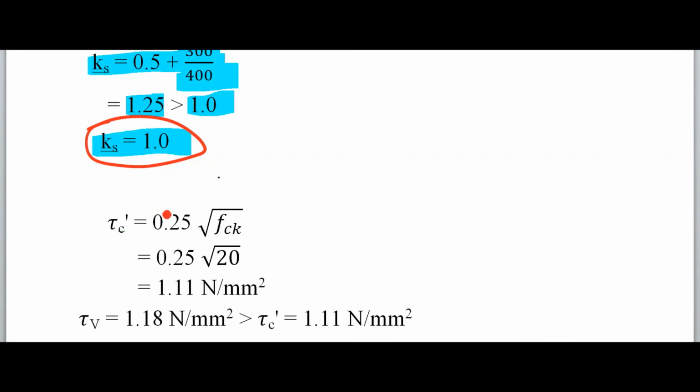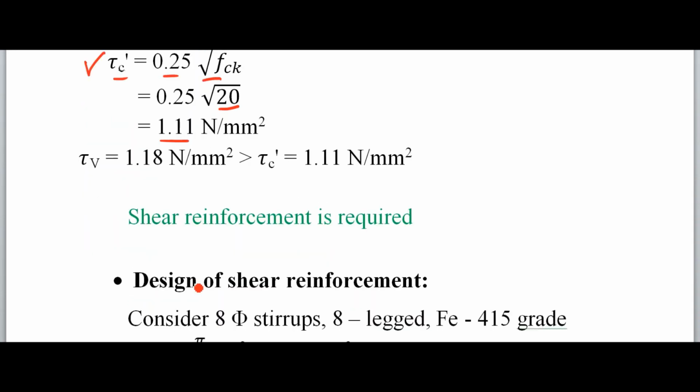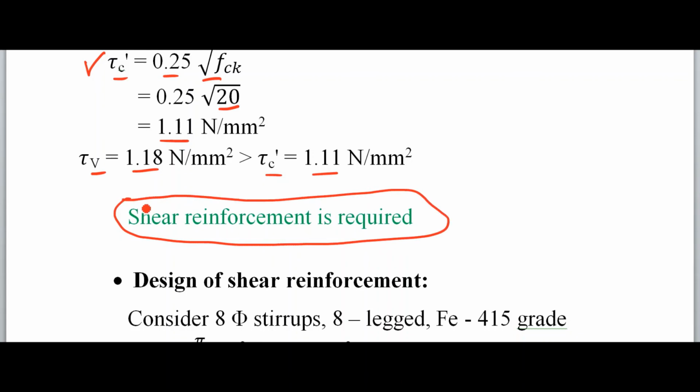Now we found a Ks value. We have the tau c dash value 0.25 root fck. So fck is 20, so 1.1 Newton per mm square is the tau c dash value. Same thing for the tau v. So tau v is 1.18 and tau c dash is 1.1. So shear reinforcement is not required here for the flat slab design.